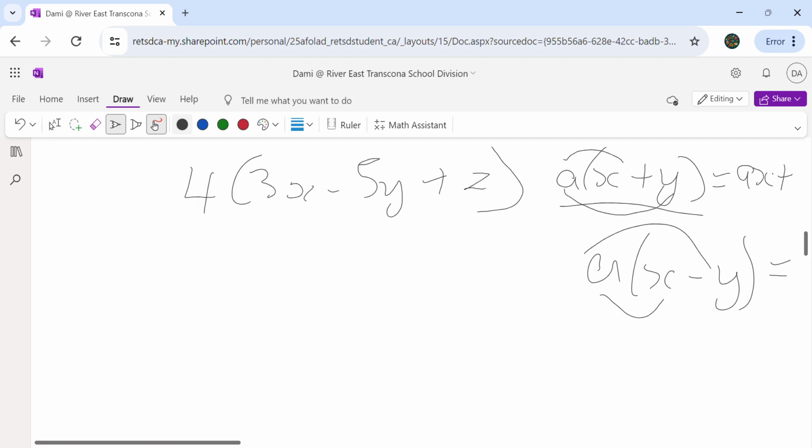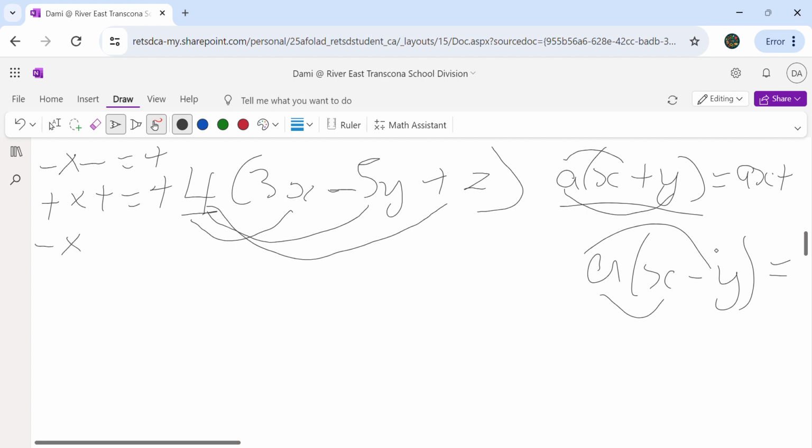So multiply everything in the bracket by 4, because 4 is not inside the bracket. You also multiply the signs. Negative times negative equals plus. Positive times positive equals plus. Negative times positive equals negative. And positive times negative equals negative. See, these are the negative at the back.